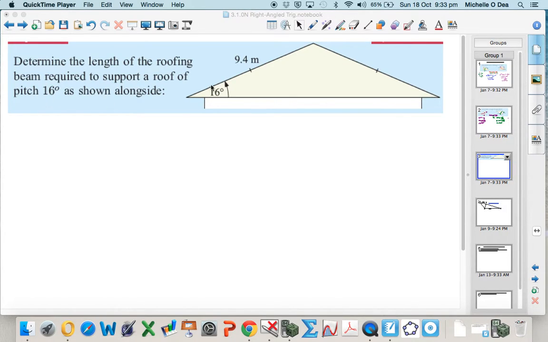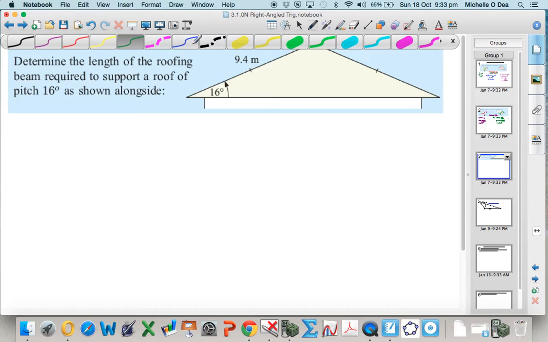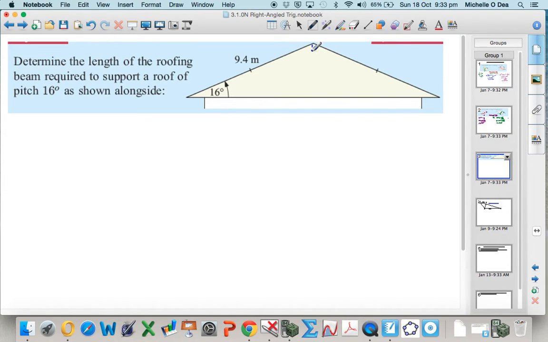So the pitch of a roof is just the slope of it, how much it's sloping there. So there is a beam that needs to support this roof. That beam is going to have to go all the way down the middle there, hopefully a bit straighter than that, to help support the roof. And it would make sense that that would need to be a right angle. So we need to find the length of that. So let's call that x.